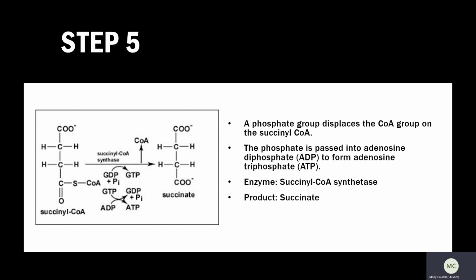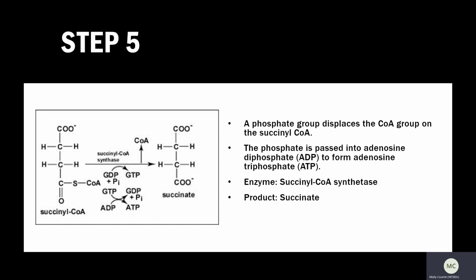Step 5 will show a phosphate group displacing the CoA group on the previously formed succinyl-CoA molecule. The product created from step 4 was succinyl-CoA, as seen on the previous slide, and will be found with a CoA group on it. During step 5, a phosphate group will displace this CoA and replace it on the molecule.